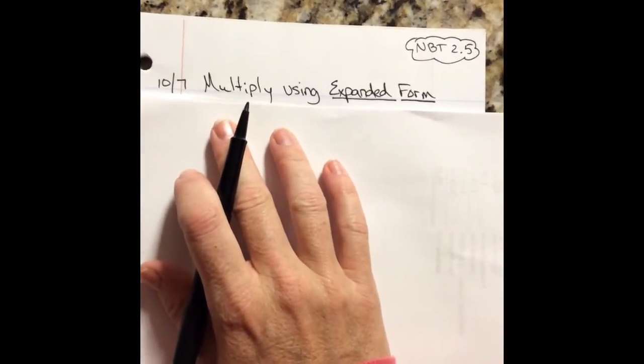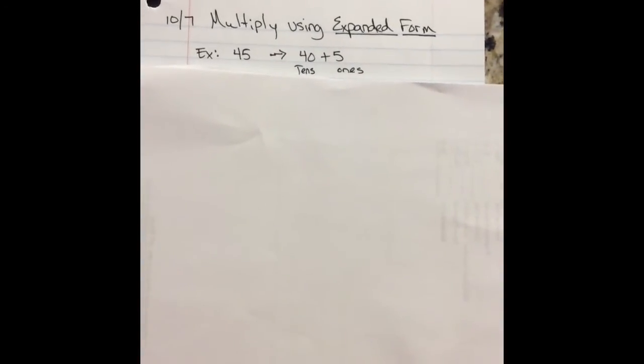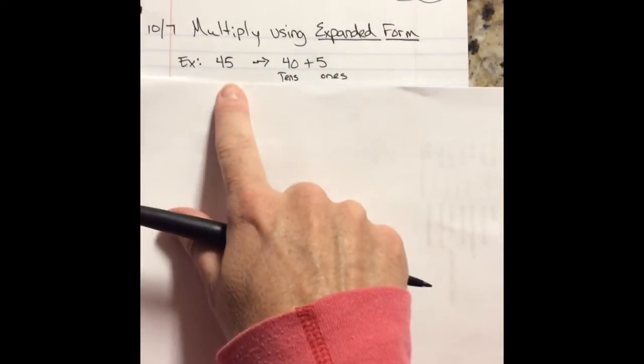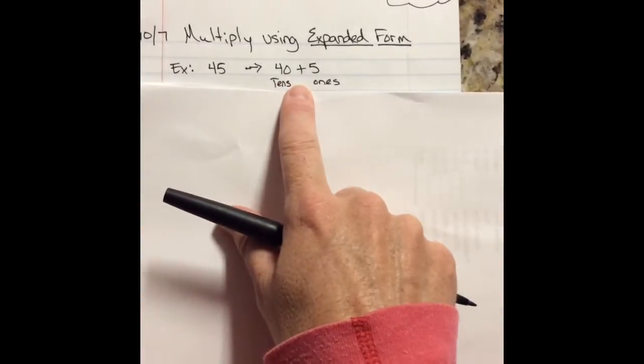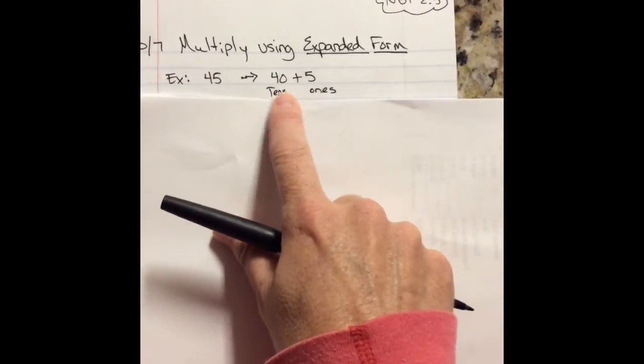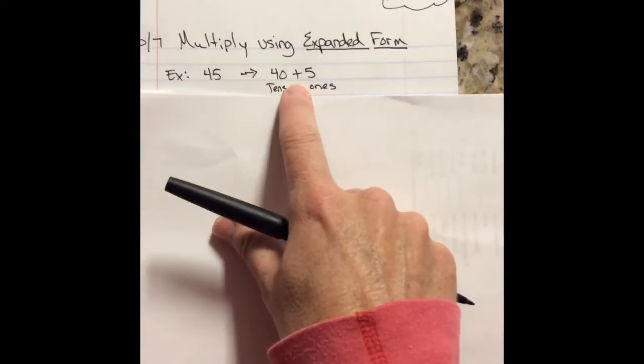7th, it's multiplying using expanded form. And our benchmark is MBT 2.5. For example, expanded form 45, written in expanded form, is separating the place values into tens and ones, 40 plus 5.